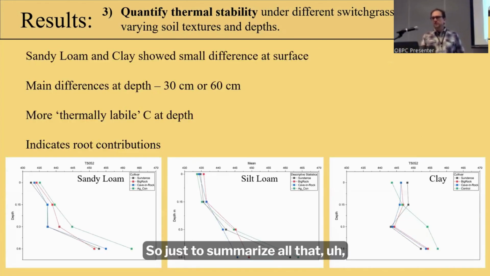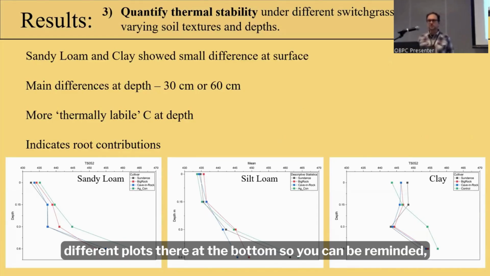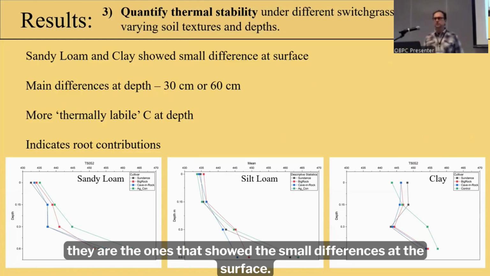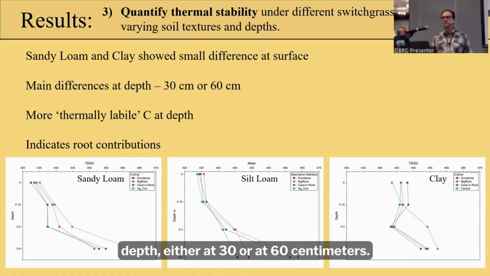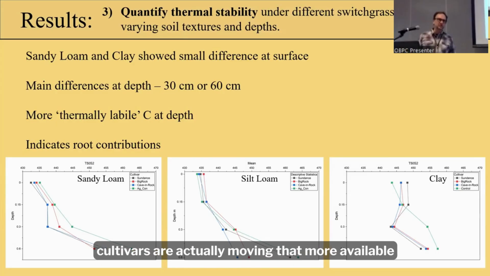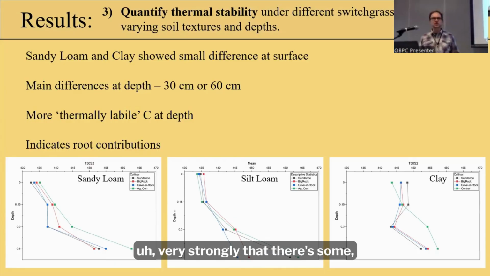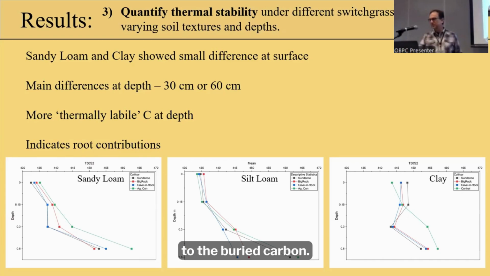So just to summarize all that, and I put the 3 different plots there at the bottom so you can be reminded. The sandy loam and the clay, they're the ones that showed the small differences at the surface. But the main differences that we saw were at depth, either at 30 or at 60 centimeters. And what we saw is that the switchgrass cultivars are actually moving that more available carbon a bit deeper. And to me, that indicates very strongly that there's some contributions to that root system, to the buried carbon.